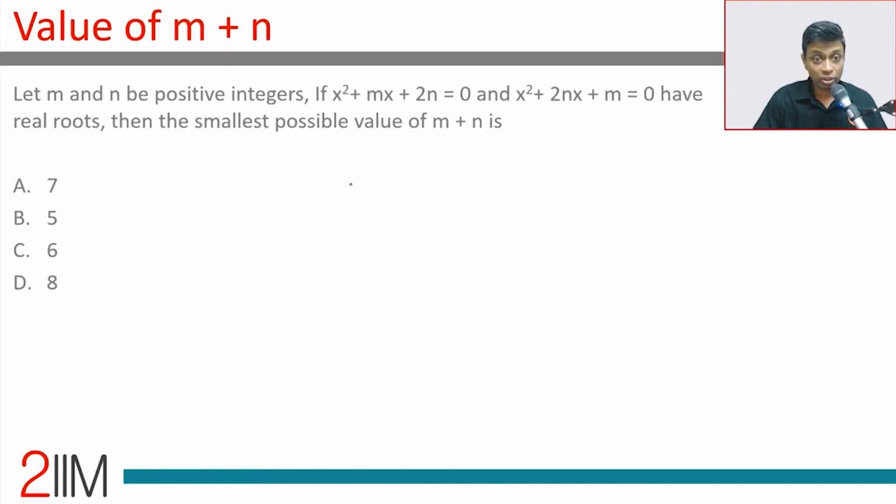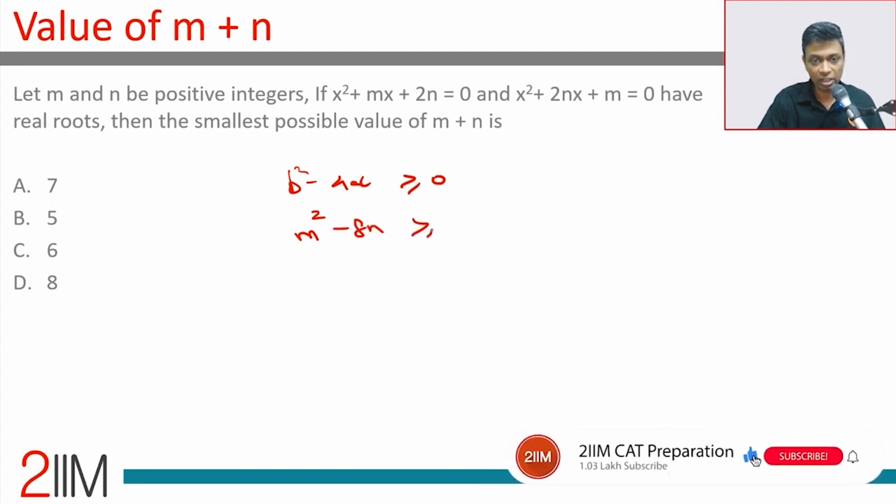Let m and n be positive integers. If x square plus mx plus 2n and x square plus 2nx plus m equal to 0 have real roots, what is the smallest possible value of m plus n? Have real roots. So b square minus 4ac should be greater than or equal to 0. So m square minus 8n is greater than or equal to 0.